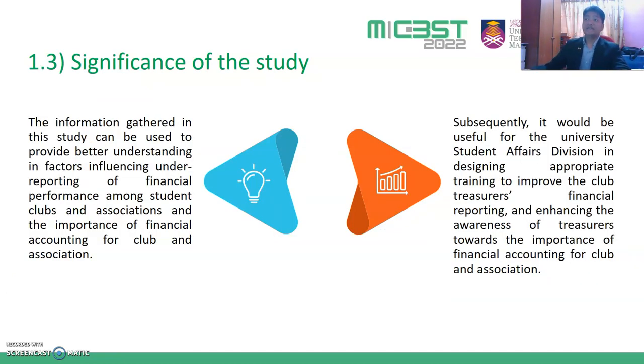Okay, next we go to the significance of the study. First, the information gathered in this study can be used to provide a better understanding of the factors influencing underreporting of financial performance among student clubs and associations, and the importance of financial accounting for clubs and associations. Subsequently, it will be useful for the University Student Affairs Division in designing appropriate training to improve the club treasurers' financial reporting and enhance the awareness of treasurers towards the importance of financial accounting for clubs and associations. So that was the significance of the study.